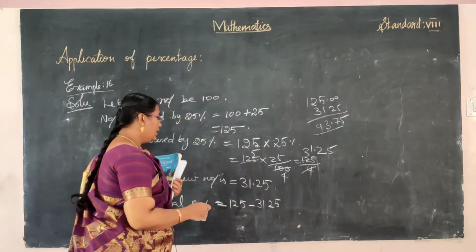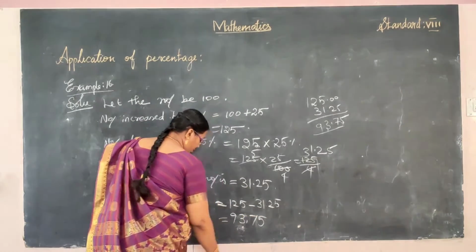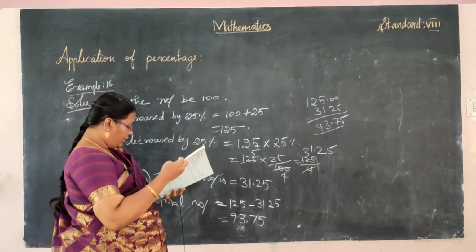Okay, so 93.75. That is a new number. What do we find out here?